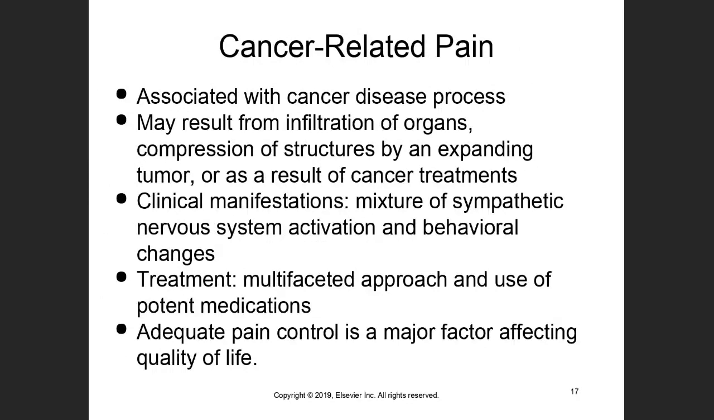Cancer-related pain is associated with the cancer disease process and may result from infiltration of organs, compression of structures by the expanding tumor, or as a result of cancer treatment. Clinical manifestations: signs of sympathetic nervous system activity, eating and behavioral changes. Treatment: a multifaceted approach using potent medication, especially morphine, which is an opioid.